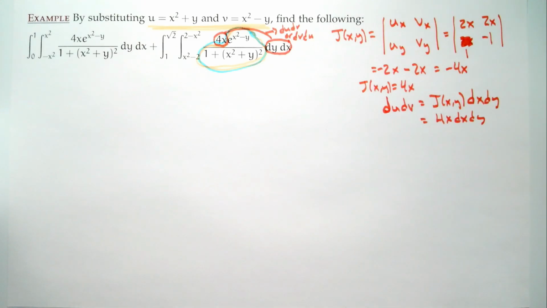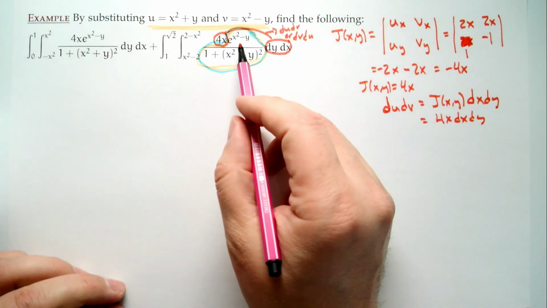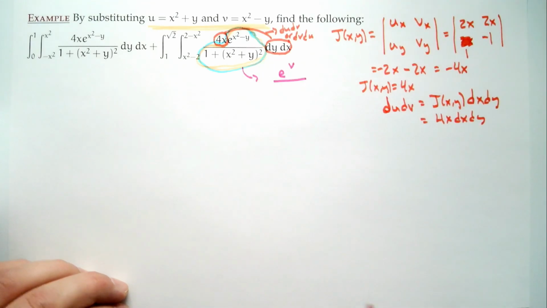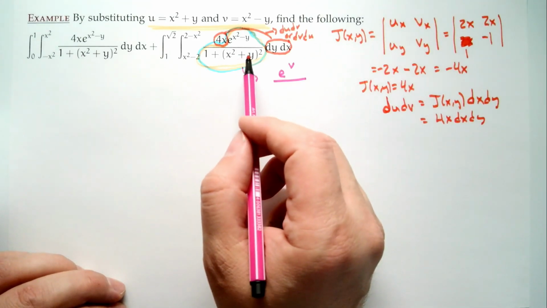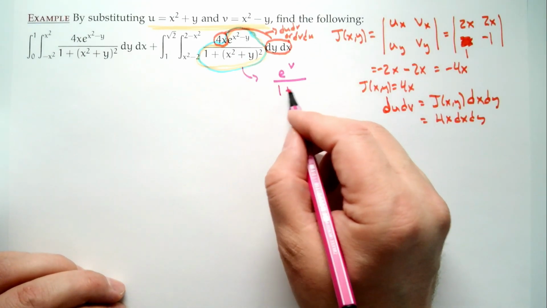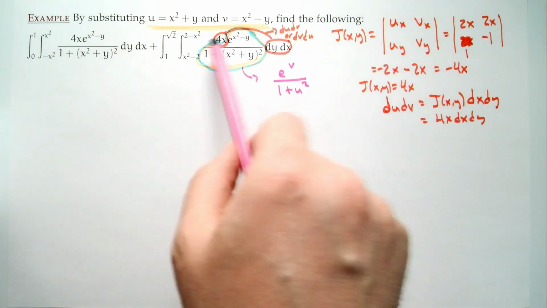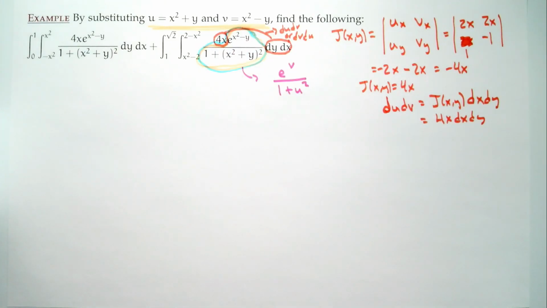What's the next thing you want to talk about? Maybe let's do the function, since I just talked about changing the function. So the e to the x squared minus y, what will that become? E to the v. And 1 plus the quantity x squared plus y squared becomes 1 plus u squared. That looks like a pretty nice function. These are the kinds of functions we like. They're definitely much nicer than what we started with. So there's our function, and we know how to handle the Jacobian part. What's left? The bounds. In this one we're going to have some interesting bounds.